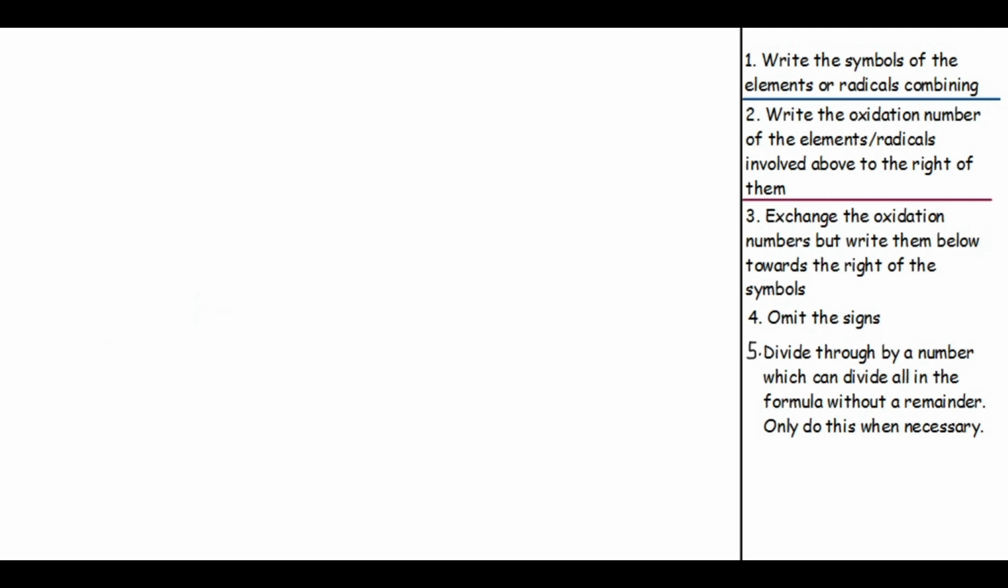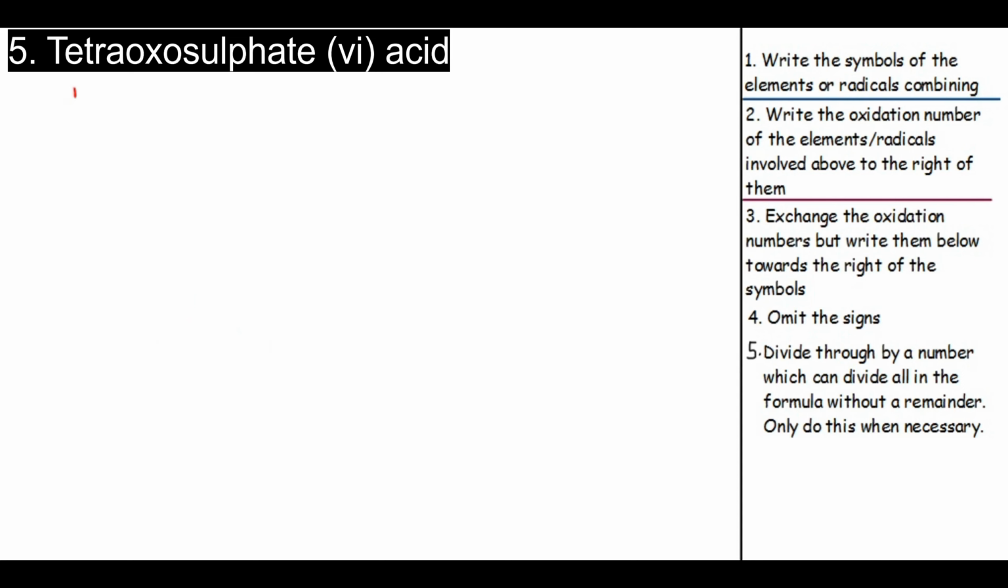Let's say we are asked to write the chemical formula for tetraoxosulfate 6 acid. So we're going to follow step 1, writing the symbol of the elements or radicals. Tetraoxosulfate 6 acid has a tetraoxosulfate 6 ion.